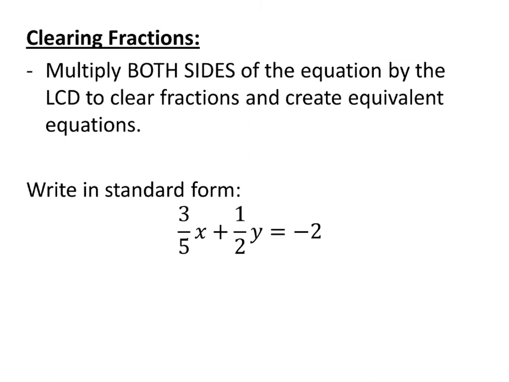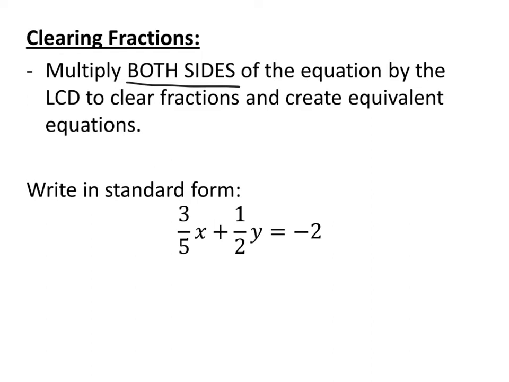So sometimes we need to clear the fractions to get those variables or coefficients in integer form. You can always do this, and it actually makes solving some equations easier to clear fractions. All you need to do is make sure you multiply both sides of the equation by the lowest common denominator to clear the fractions and to create an equivalent equation.